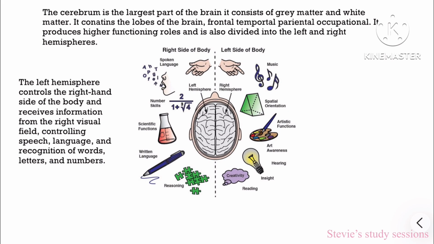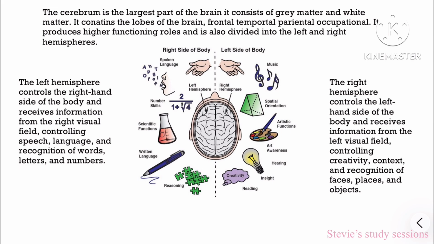The left hemisphere controls the right-hand side of the body and receives information from the right visual field, controlling speech, language, recognition of words, letters, and numbers. The right hemisphere controls the left-hand side of the body and receives information from the left visual field. It controls creativity, context, recognition of objects, places, and faces.